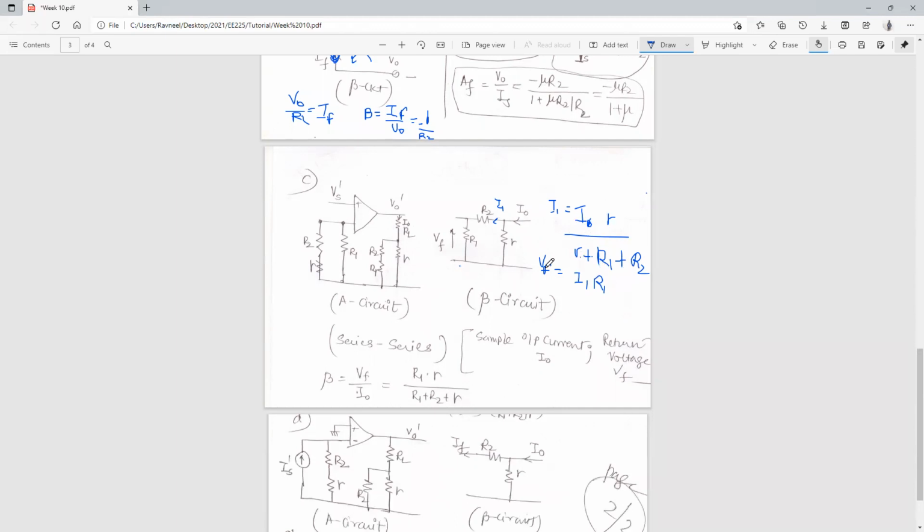Then if you make VF the subject of the formula, and take this I0 to the other side, it will be VF upon I0. In place of I1, if you substitute the whole formula, you get R1 times I0 times R upon R plus R1 plus R2. That is where you get your VF from. Then if you rearrange that formula in terms of VF upon I0, you'll basically get R1 times R upon R1 plus R2 plus R. So your beta gain is basically this.